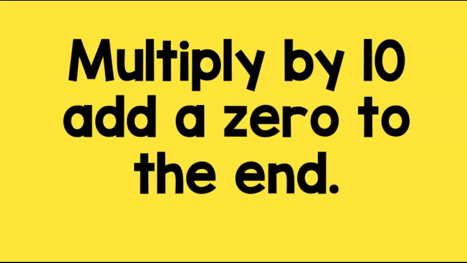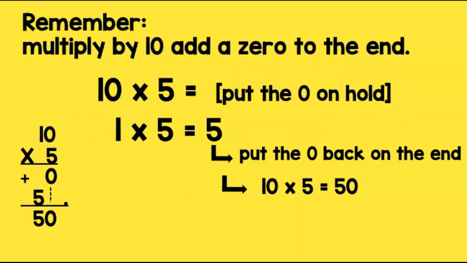Multiply by 10, add a 0 to the end. Remembering that multiply by 10, add a 0 to the end. If we have 10 times 5, and we take that 0 and put it on hold, we now have 1 times 5. 1 times 5 equals 5. Put the 0 back on, and we have 10 times 5 equals 50.